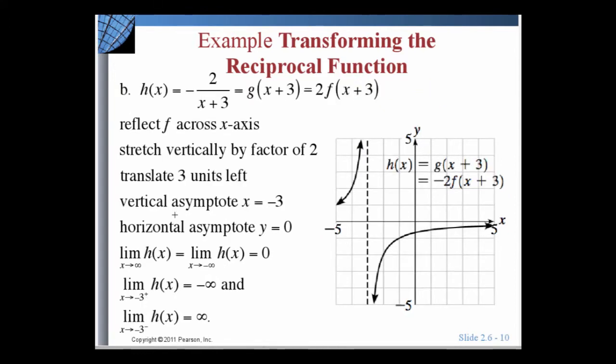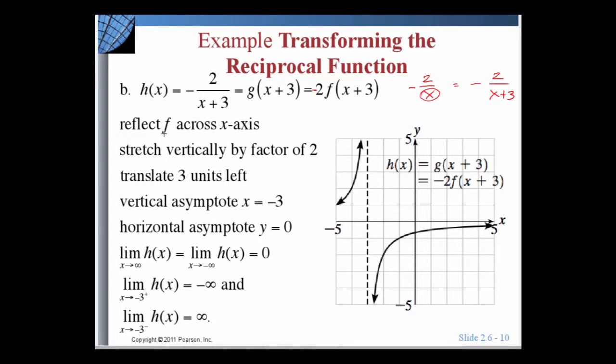And then here's the limit nature of the function. Part B, we talk about the function h of x. H of x is the function negative 2 over the quantity x plus 3. Well, g of x was negative 2 over x. So if we take out the x and put in x plus 3, we basically have the function g evaluated at x plus 3. And g was negative 2 times f. So these graphs are all related to each other. We can trace it back to the parent function.